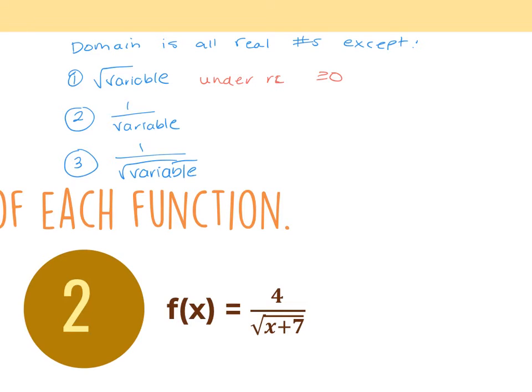Then you've got where it's in the denominator. We just set the denominator not equal to 0, because if it was equal to 0, my equation would become undefined. And then the third is the combination of the 2, a variable under the square root in the denominator. For those, we set what's under the root greater than 0, because it can no longer equal 0, because that variable is in the denominator.